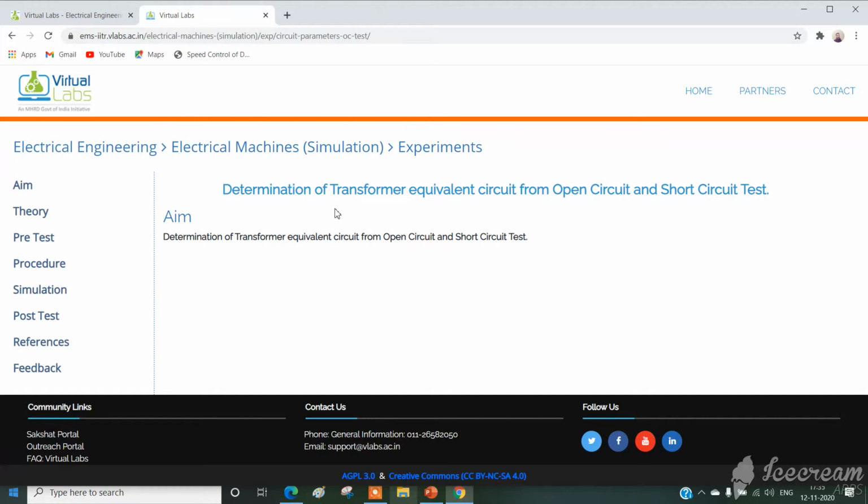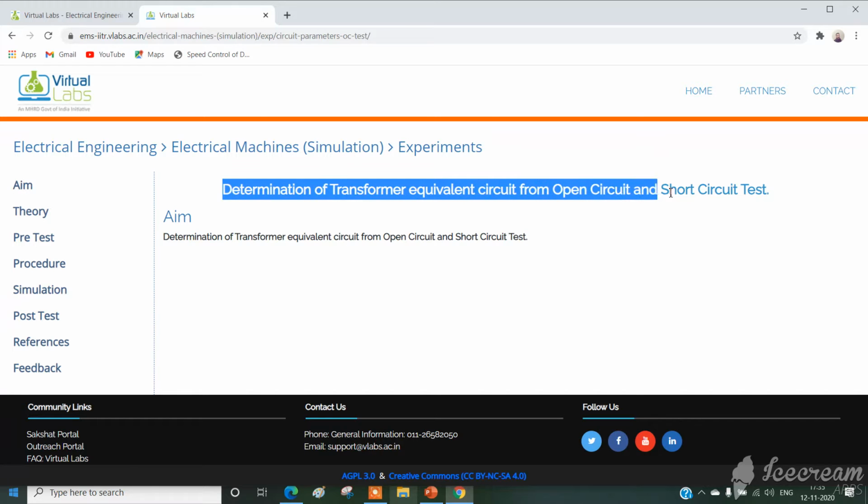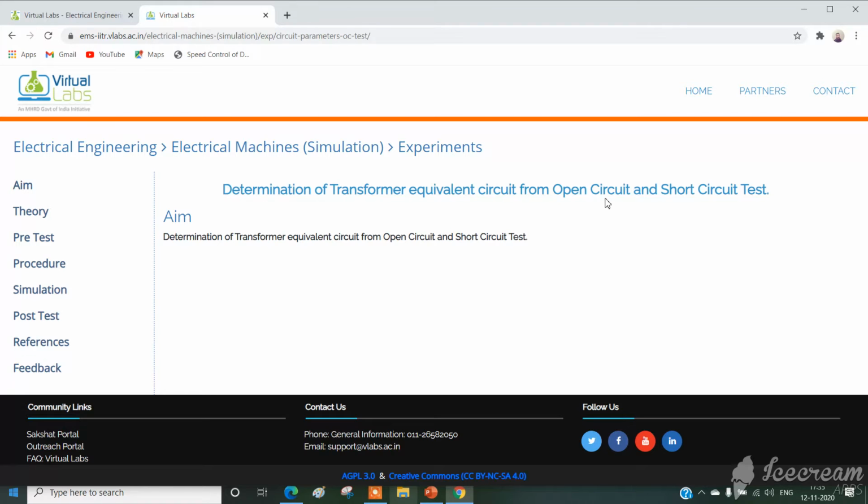The aim of this experiment, corresponding to the simulation, is that we directly get the equivalent circuit. Another main advantage of the open circuit and short circuit test is that we can predetermine the efficiency of the transformer. The same readings can be used for two purposes: one is to calculate the equivalent circuit parameters, and the other is to predetermine the efficiency of the transformer. So this is the aim.